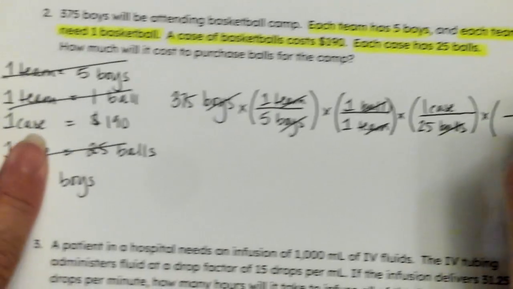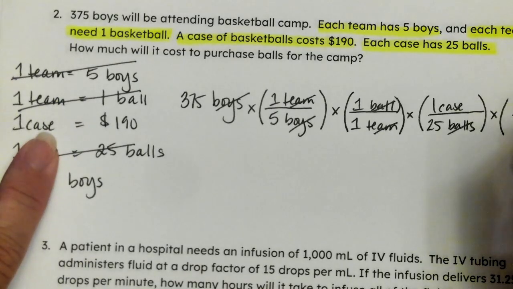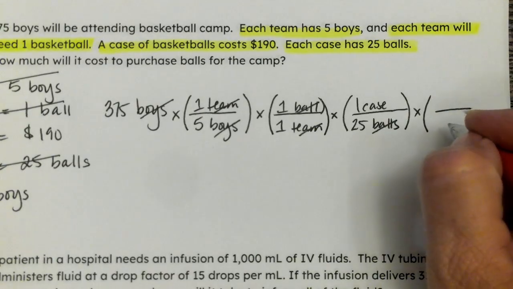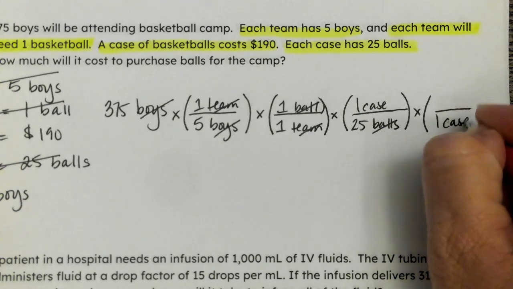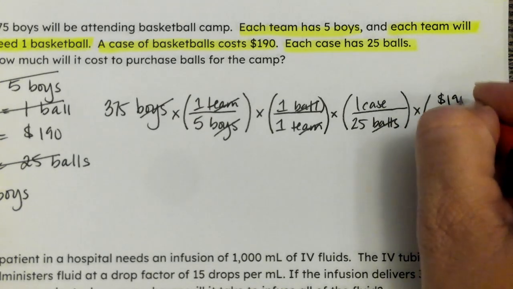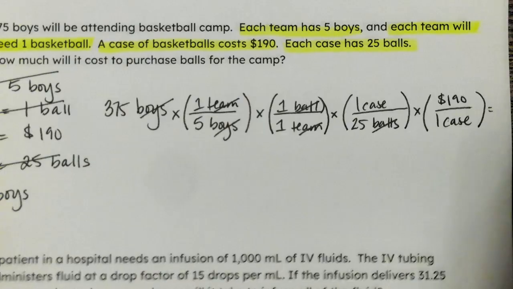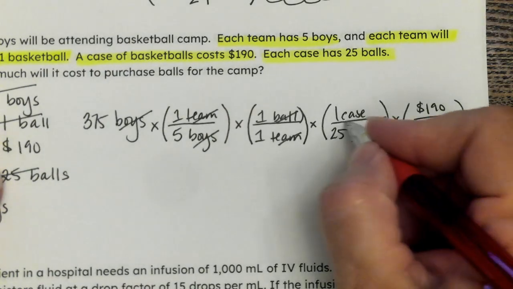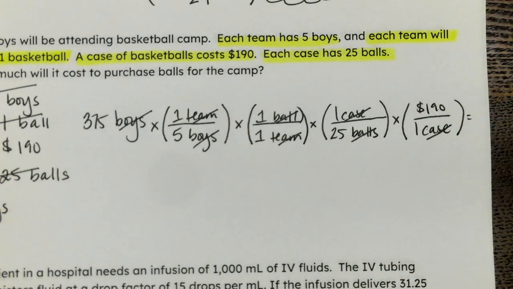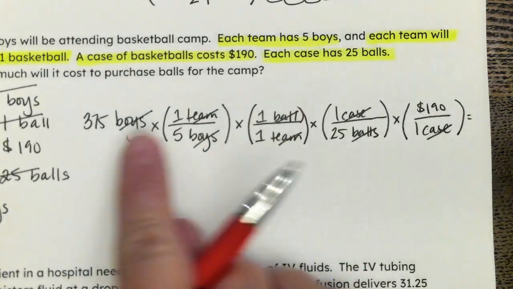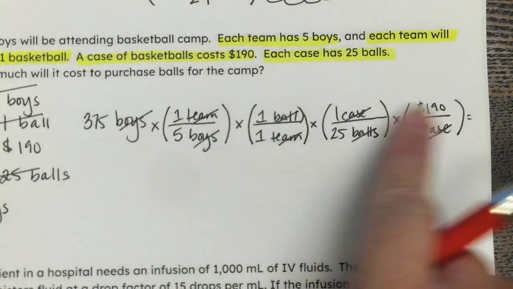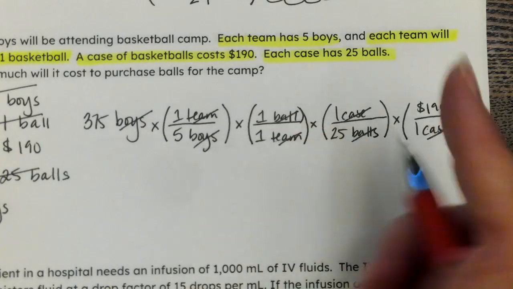So if I have case up here, I need to have case down below. I'm going to use this final conversion factor right here. So 1 case costs $190. And so case is going to cancel. And how it would go into your calculator, you're going to multiply across the top.